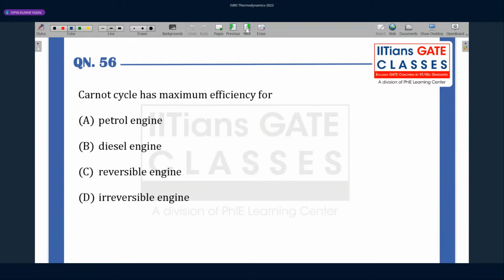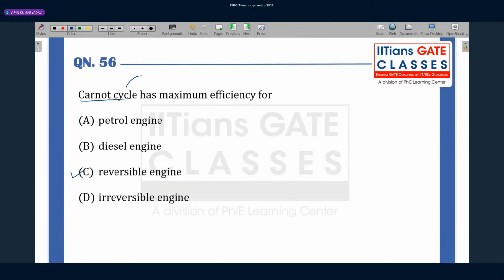Now, quickly tell me the answer. It is the simplest question. Carnot cycle has maximum efficiency for. Very simple. Quickly. A, B, C, D. What is the right answer? Yes, very nice. C.